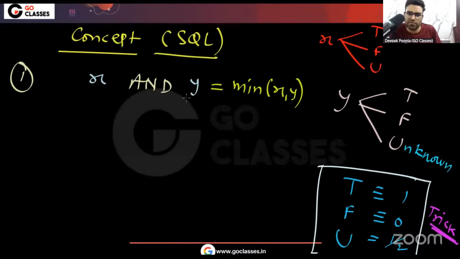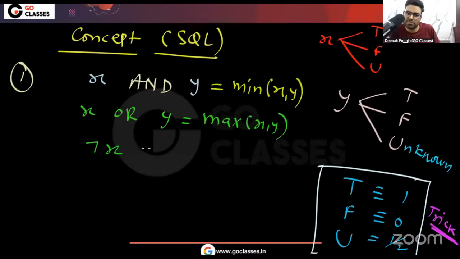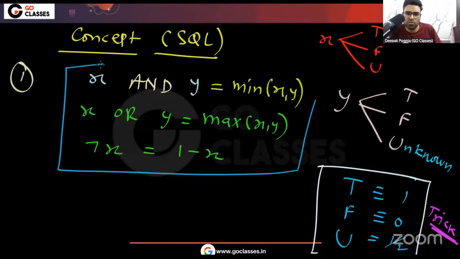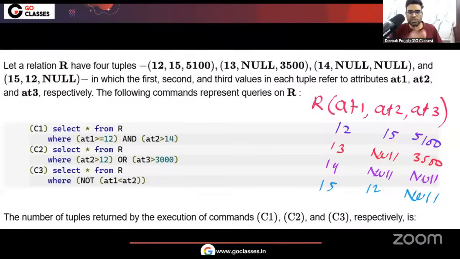So you can see X and Y will be basically the minimum of X comma Y. Similarly, X or Y will be the maximum of X comma Y. And the negation of X will be 1 minus X. Okay, that's it. So now we understood all the concepts that we need to solve this question. Now let's solve it, one by one, all three queries.